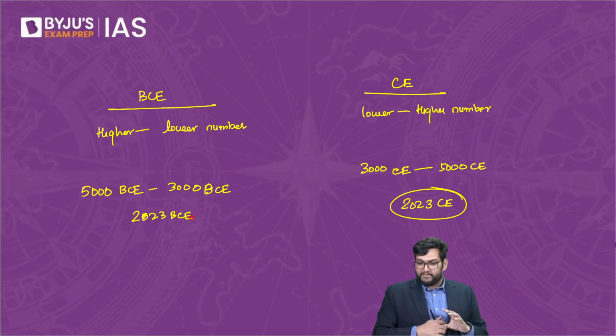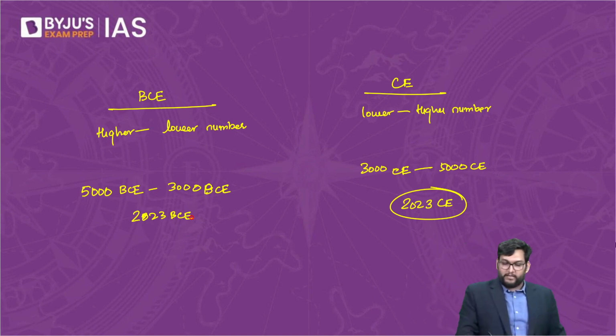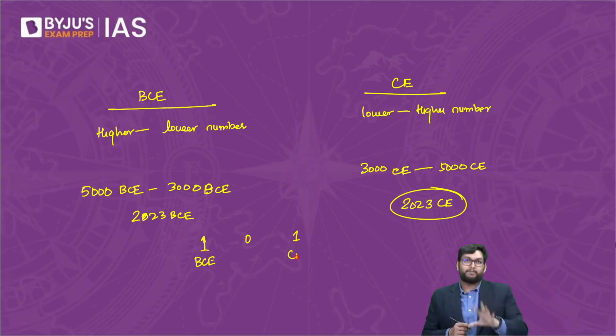After BCE 1, yes, you will come to BCE 1, then you'll come to 0, and then you will go to 1 CE. I'm coming to that also.